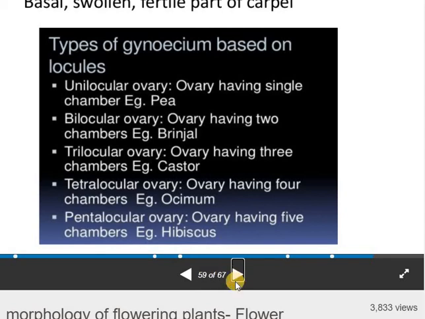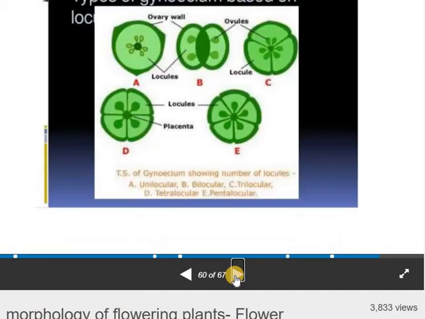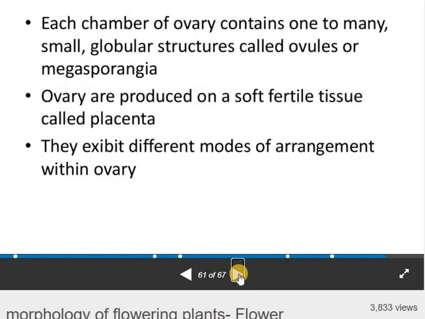This is not the case with apocarpous condition. This is about how many cavities are there within each ovary. So this is the cross section of the ovary. See, this contains only one cavity. This is called monolocular. 2 cavities, bilocular. 3 cavities, trilocular. 5 cavities, pentalocular. 4, tetralocular. So this is the locular condition in the ovary.